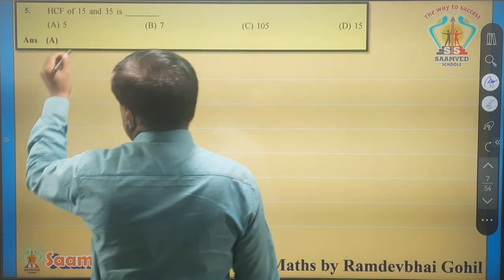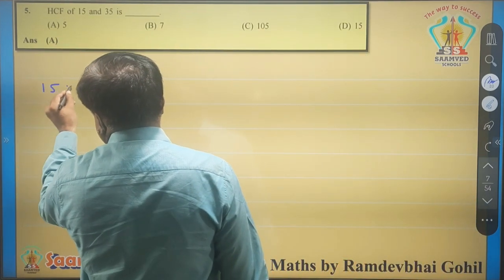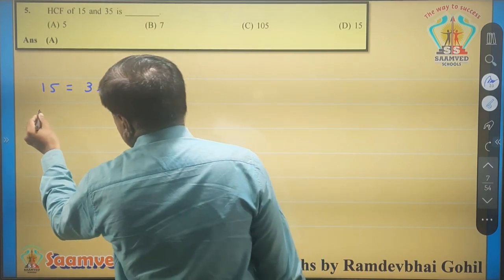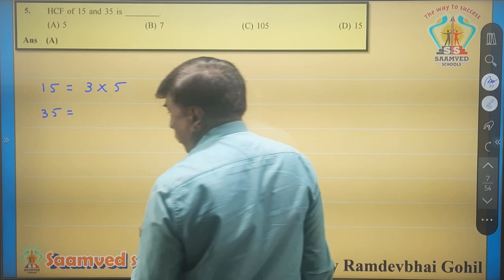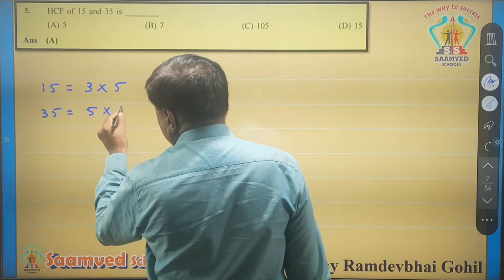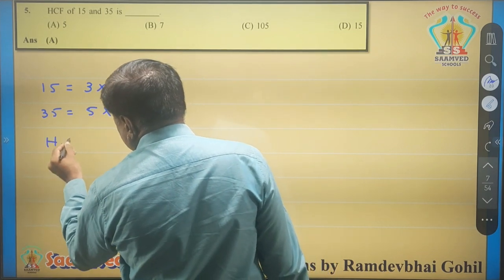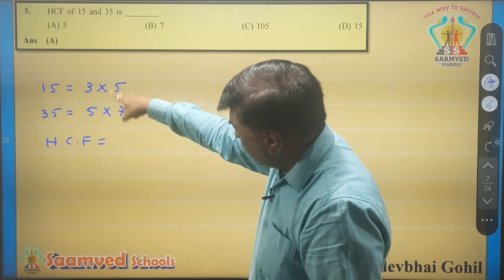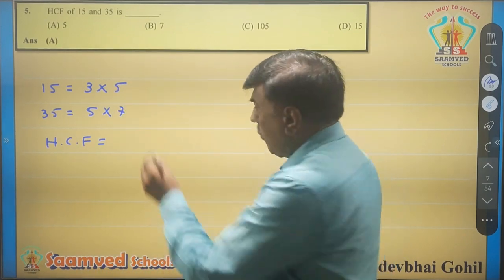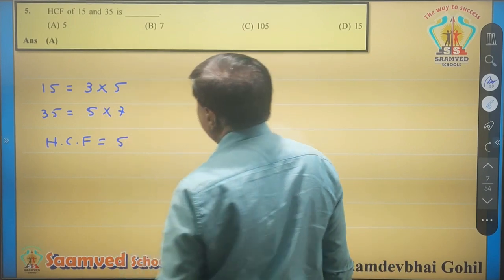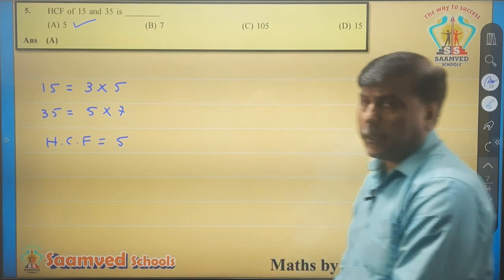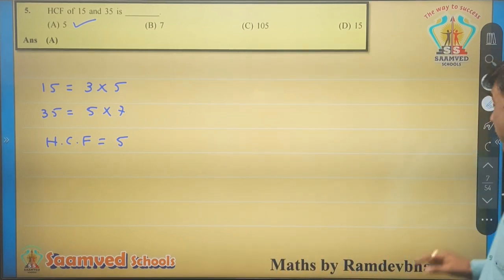So, easy MCQ. 15 is equal to 3 into 5. 35 is equal to 5 into 7. And now HCF. HCF means common from these two numbers. So, common is 5. So, HCF will be 5. So, our answer is option A. Clear?